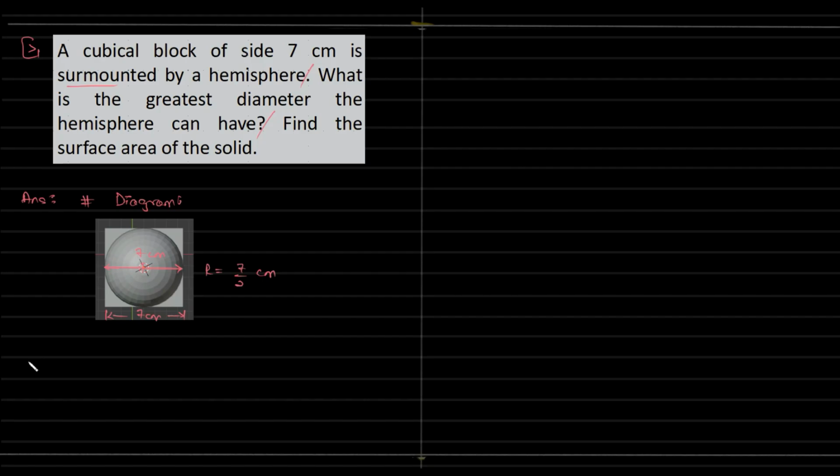So we'll begin with writing the given. The length of a cube is 7 centimeter. Next, greatest diameter of hemisphere is equal to the same length as that of the cube, right? Now, find the surface area of the solid.